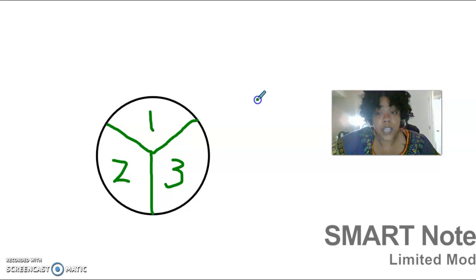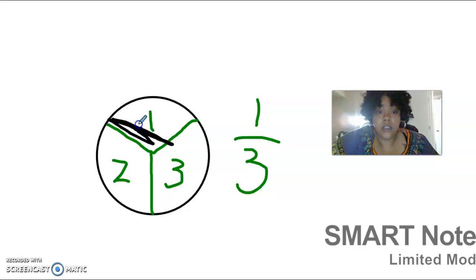Do you know the fraction name for each of these parts? I hope you said 1/3. And right now, Miss Knight is going to eat 1/3 of this pizza. So I'll just shade in this slice right here.